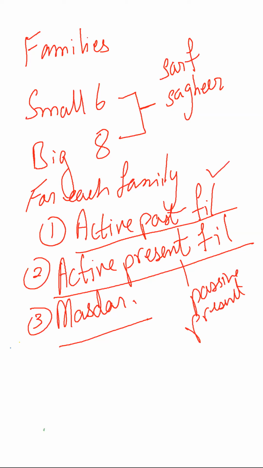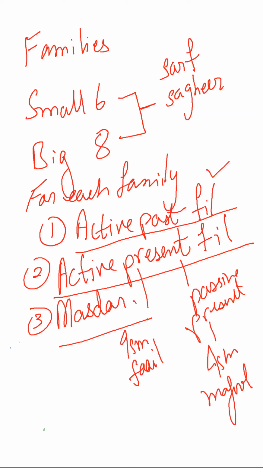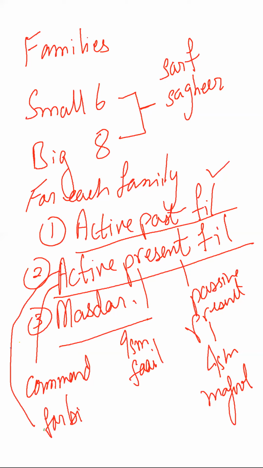You make ism fa'il from this. You make ism maf'ul from this, right? From the active present, you make command. From the active present, you make forbidding, right? And from ism maf'ul, you have ism zarf.